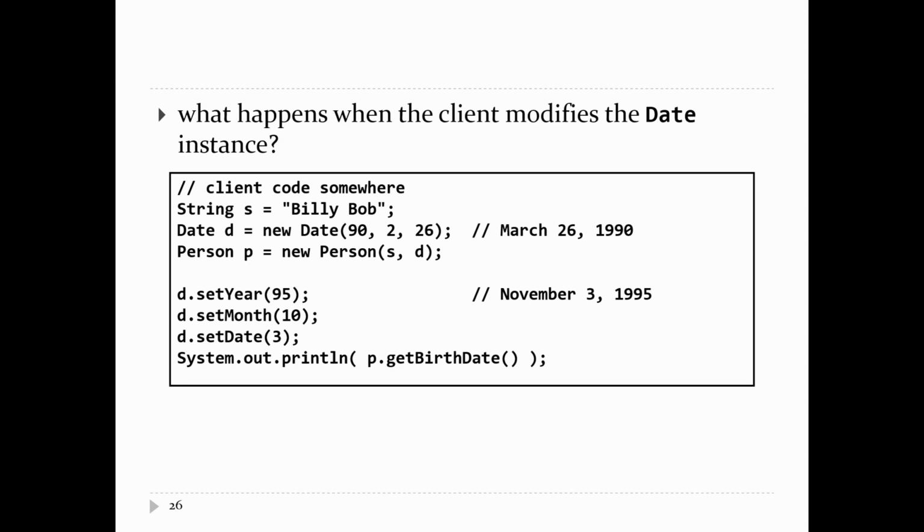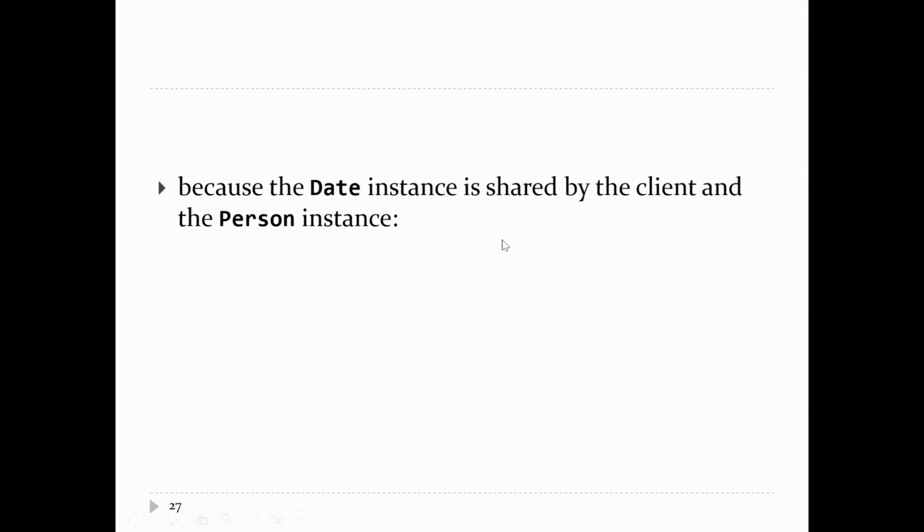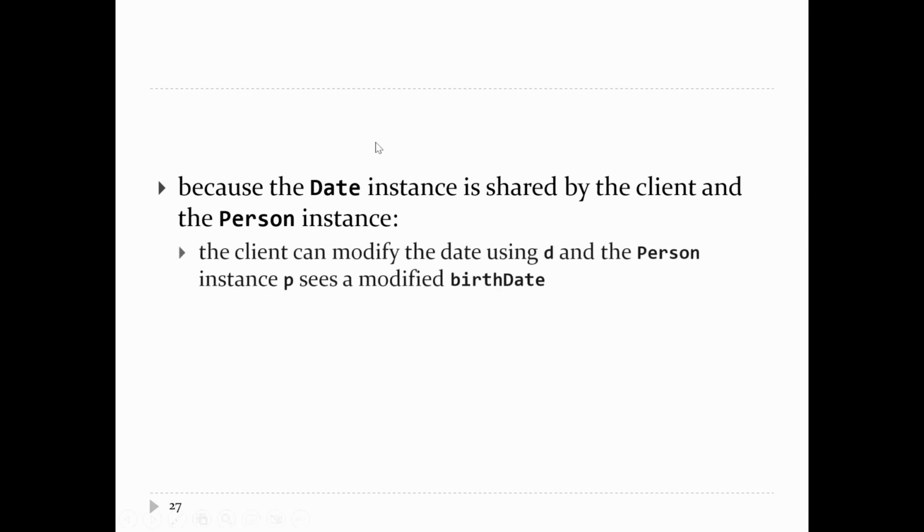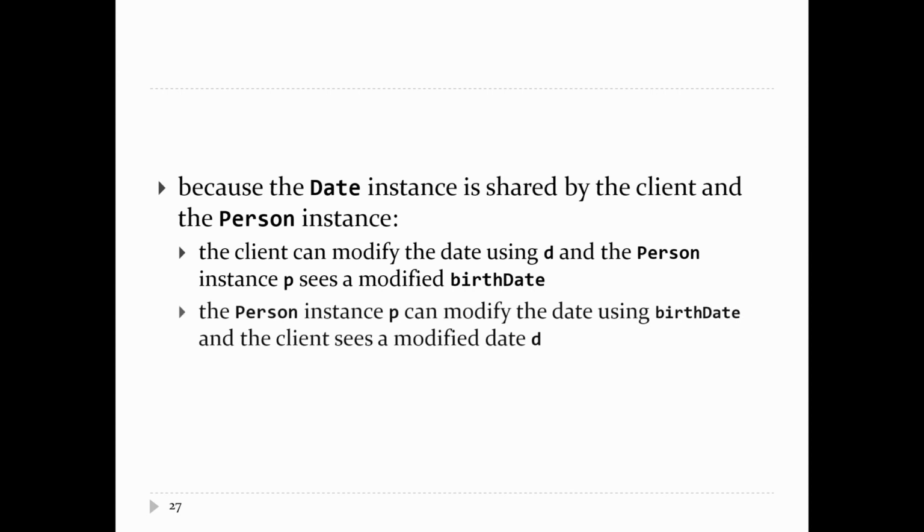Why does it change? Because both the caller and the person object have a reference to the same date. If one of them changes the date, then the other, either the caller or the person object, also sees the changed date. Because the date instance is shared by the caller and the person object, the caller can modify the date and the person sees a new modified birth date. Similarly, the person object can modify the date, and now the caller also sees a changed date.